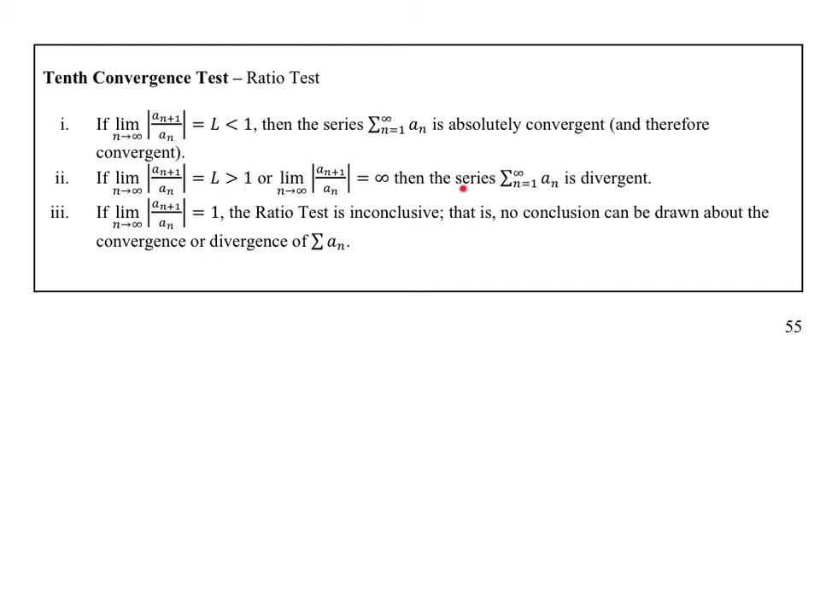Number two, if you get a value that is greater than 1, or you get a value that's infinite, then the series is divergent. Number three, if it is equal to 1, then you cannot determine what is happening based on the ratio test. So no conclusion can be drawn. Those are the three parts. Typically we're using the ratio test to determine convergence itself. All right, let's go on to the next page and look at the first example.